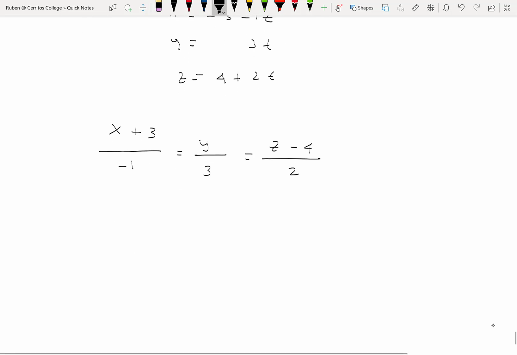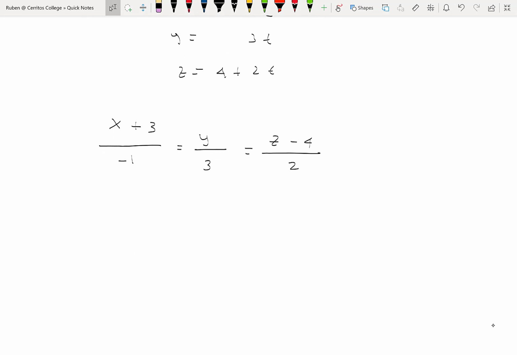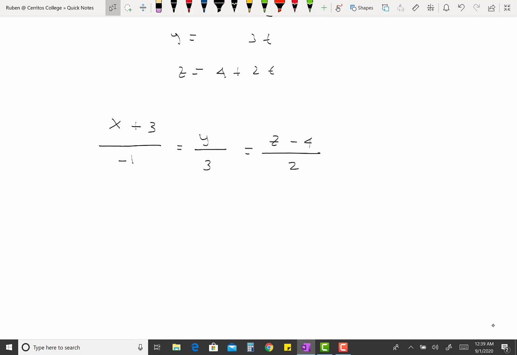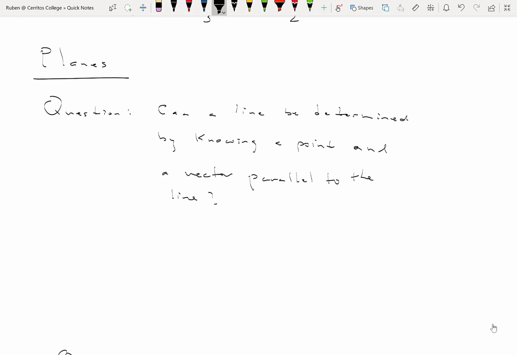Well, let's move on to planes. Let's move on to equations of planes, the second topic for our section. Okay, so let's start considering planes by answering a question. First, we'll answer a question about lines. We've already answered it in the last hour, but let's take a look at it again. Can a line be determined by knowing a point on the line and a direction parallel to the line?